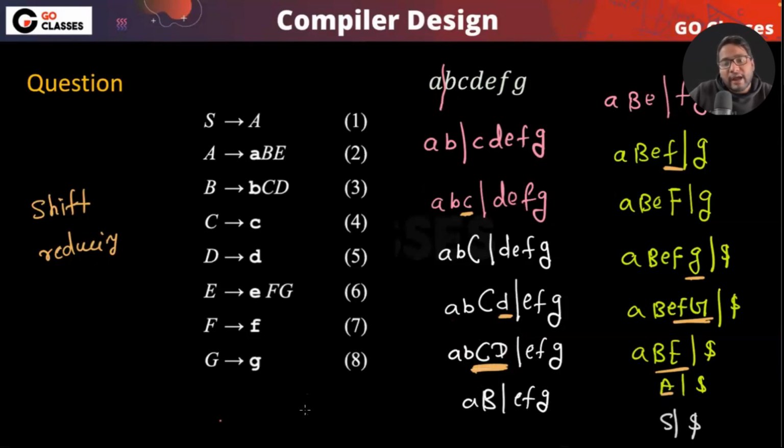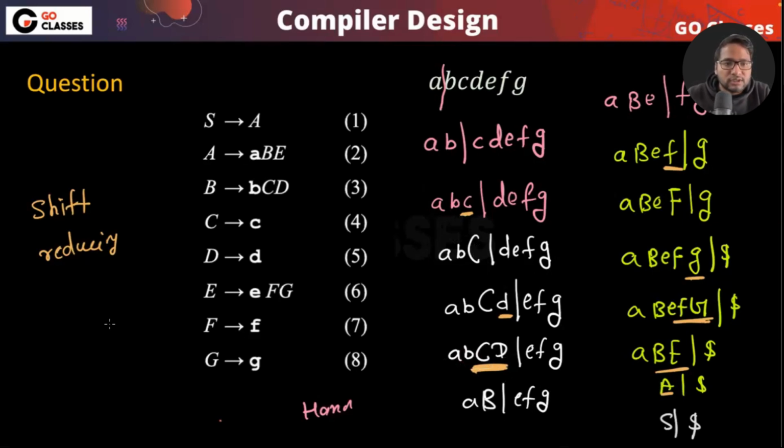That's what is called a handle. These are the handles. Whatever we are reducing is actually the handle. Handles are always on the top of the stack. You can't find the handle here. This is not the handle. This can never be the handle now. Handles are always on the top of the stack because shift reduce parsers always reduce on the top of the stack only. It can't just go in between. Okay, it just can't go like this.